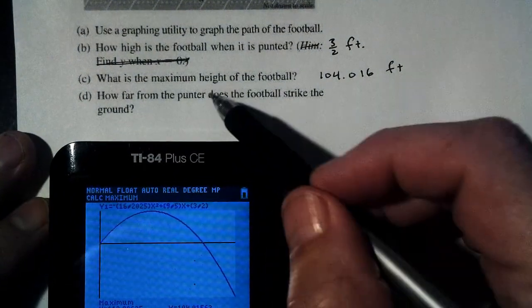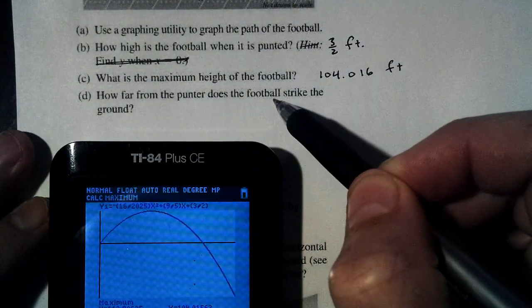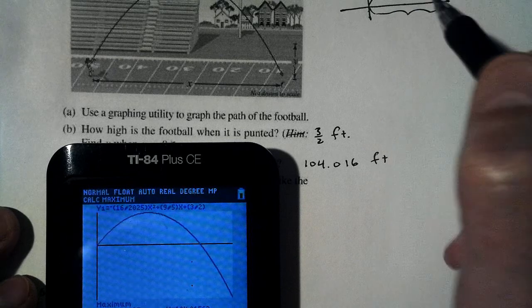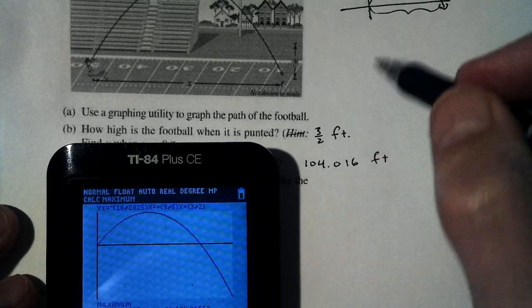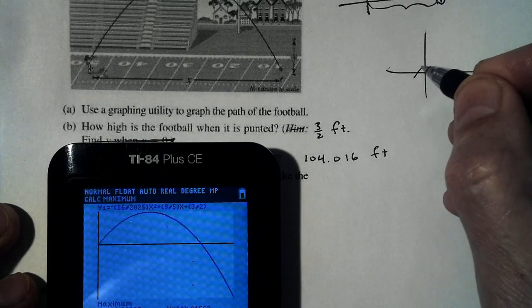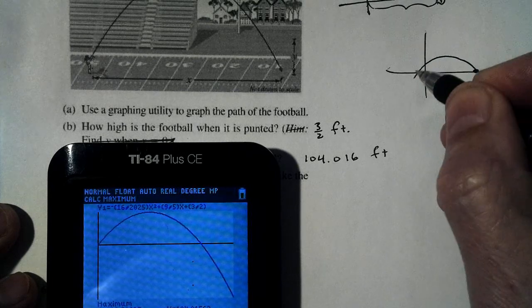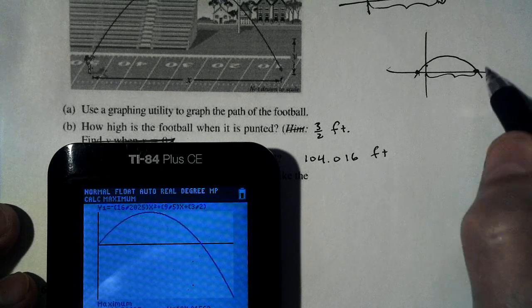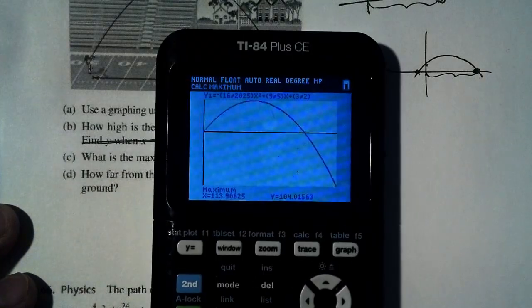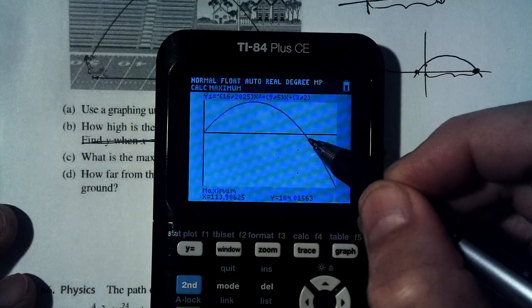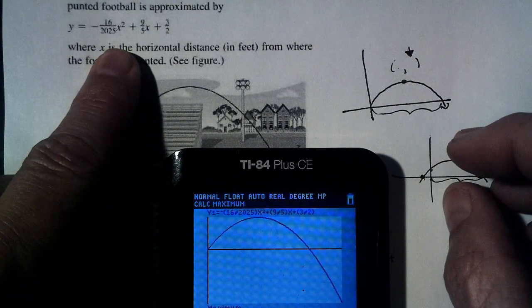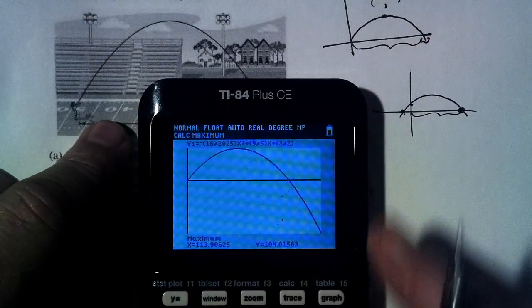And then how far from the punter does the football strike the ground? Well, the punter's on the ground. The ball strikes the ground here. We're looking for this. A common mistake is people will, I'm going to exaggerate this a little bit, go from here to here. But I just want from here to there, and that is just the x coordinate. That's just the x coordinate of when it hits 0. So we could use the quadratic formula on this. And it's going to be a bit of a mess. But we've got technology, SpongeBob.